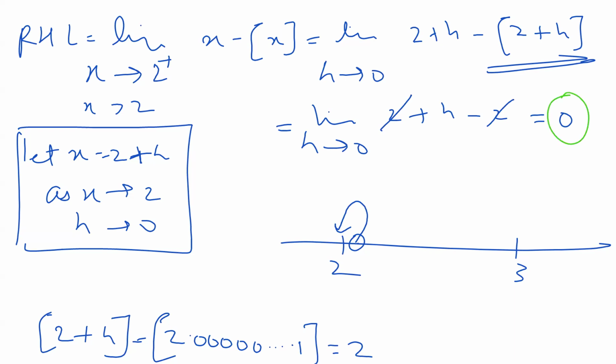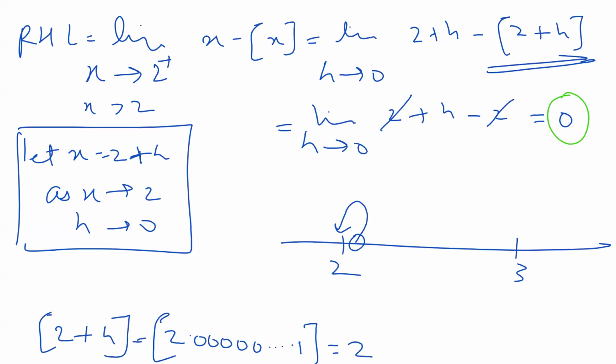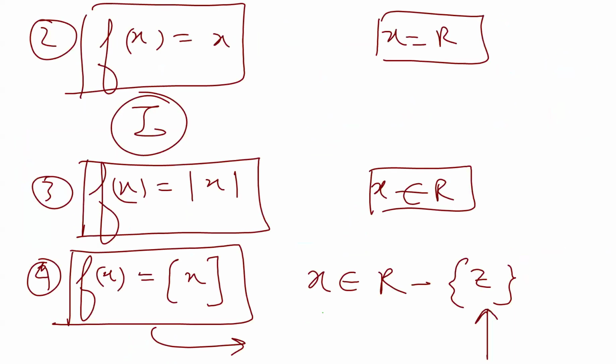So LHL is not equal to RHL in this case. Hence it is not continuous at an integer value. And that's what we had written in the properties also. It is continuous at any real value except the integers. It is continuous at all decimal values also, but then not integers.